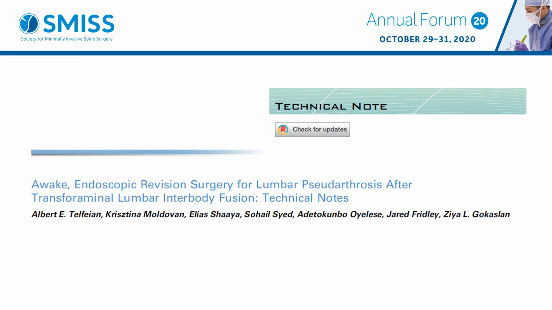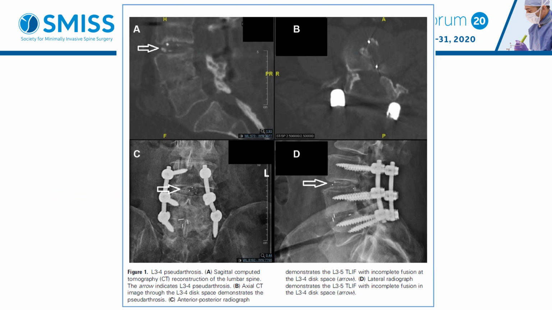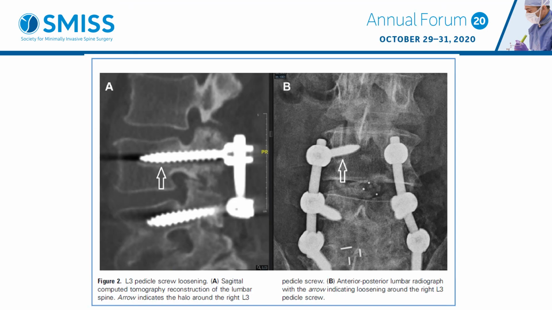Also quite useful is being able to use transforaminal lumbar interbody fusion with an endoscopic approach for salvage procedures. So here is a patient that had an L3 to 5 T-lift procedure and developed a pseudoarthrosis at L3-4. You can see that lucency in the top left panel. And the patient also has developed haloing around his L3 screw here. So the patient has a pseudoarthrosis at L3-4 and a loose screw.